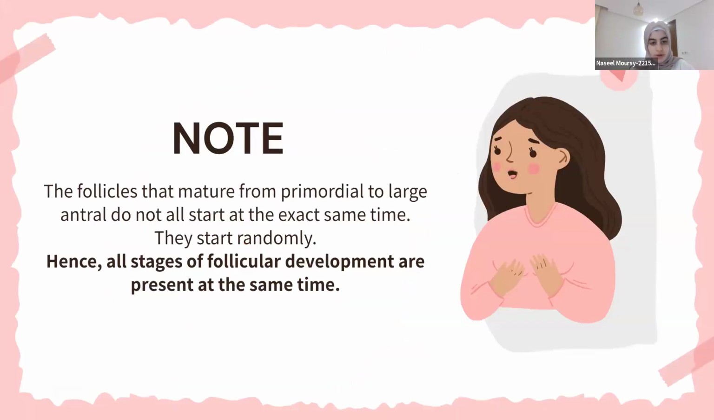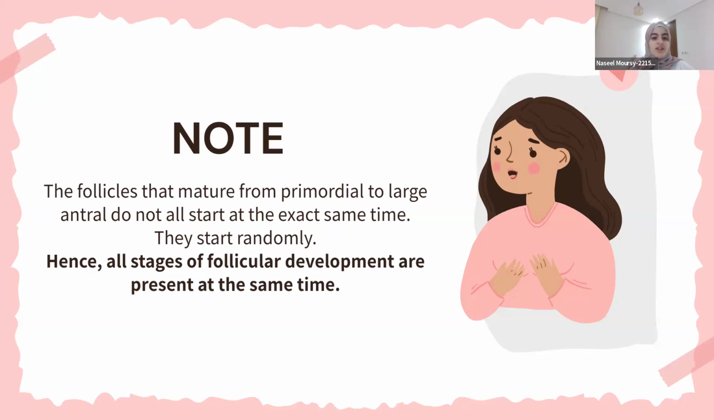Now, here's something I want you guys to understand. In order to go from primordial follicle to large antral follicles, so to tertiary, it's not that all these follicles started maturing at the same time. So when you hit puberty, no, they started at different times. Some started the day you hit puberty, some started 3 months later, some started 5 years later.